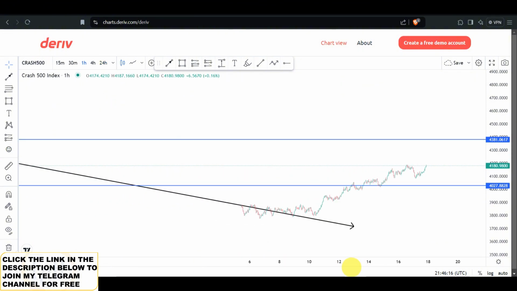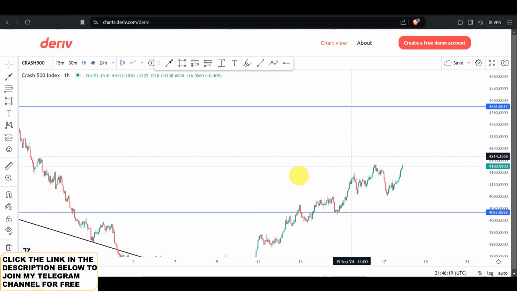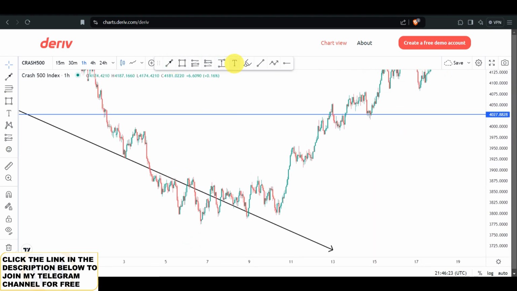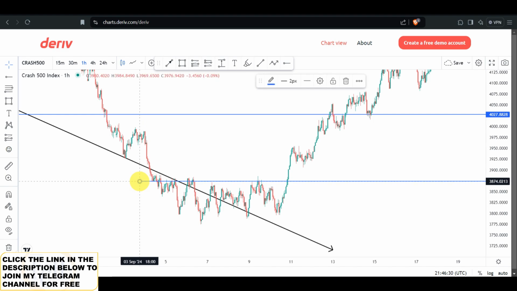So on the 1 hour time frame right here, this is the 1 hour time frame, it can be seen that the shift did occur way below right here. But unfortunately for us, since we trade many pairs, this trade bypassed us.